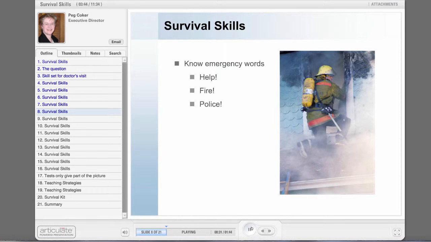You might also combine the words and practice simple phrases like, "Help, there's a fire in the laundry room." That way they'll be able to report an emergency in person.